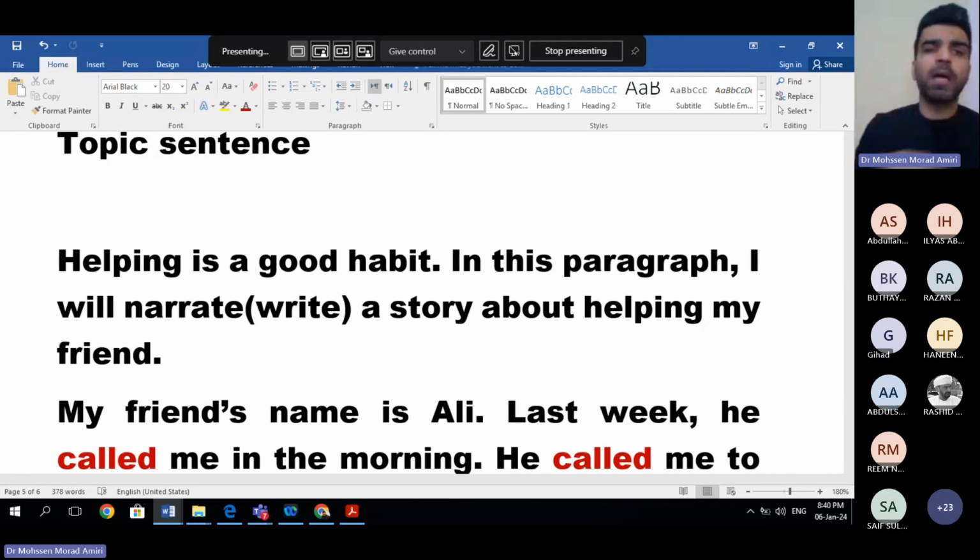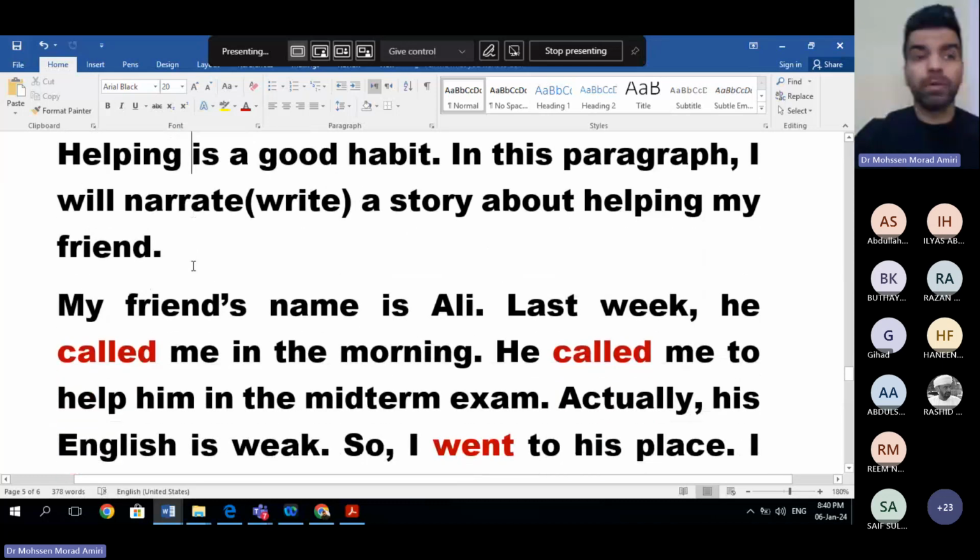Some students write messily. They think, okay, the teacher will understand my writing and he will give me a good mark. No, sometimes the teacher maybe cannot even read it. So be careful about that. Okay? How to be organized.